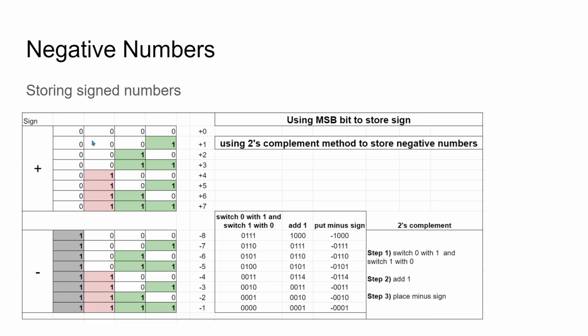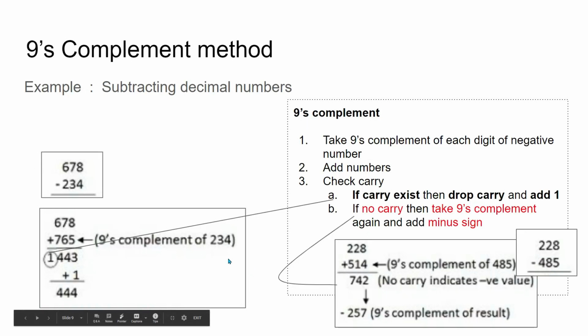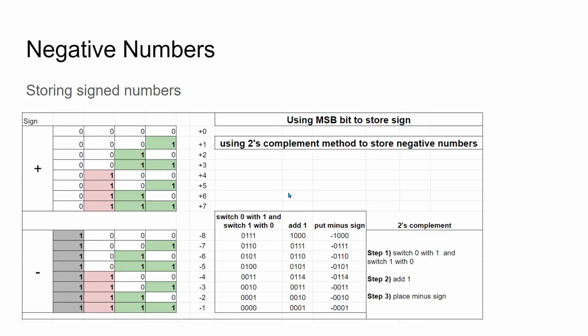So how many numbers could we store in 3 bits? 0 to 7. We could store values from 0 to 7 for positive numbers. And if we assume that the ones with the sign bit are minus, then we remain with these 8 values over here.